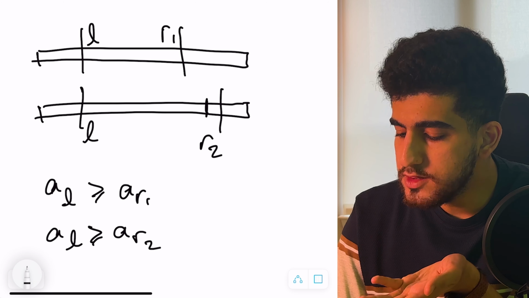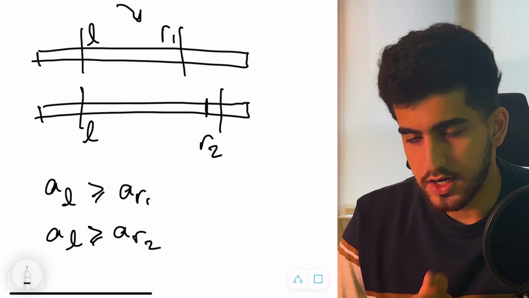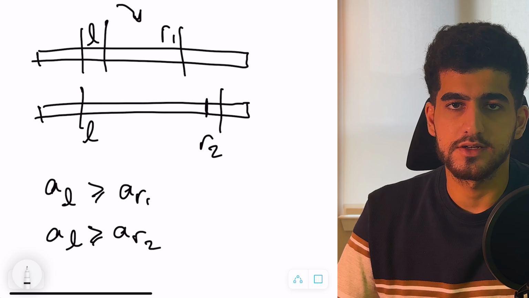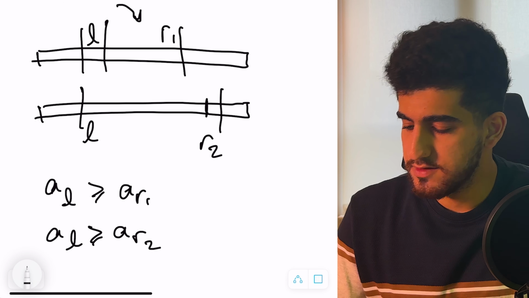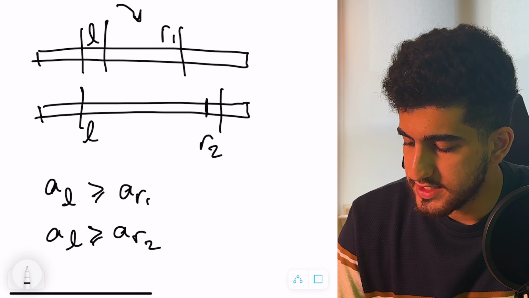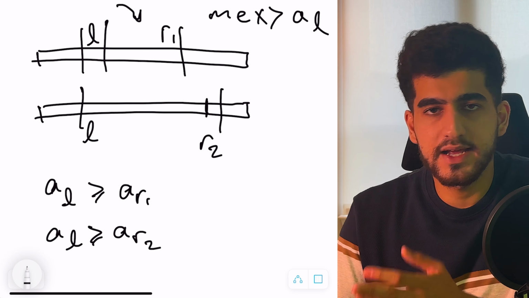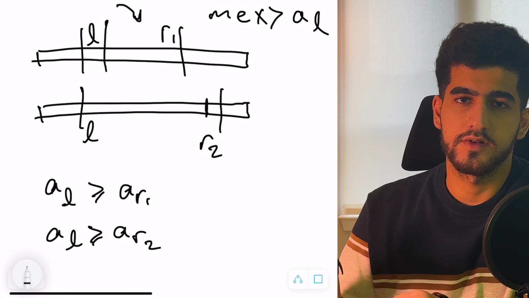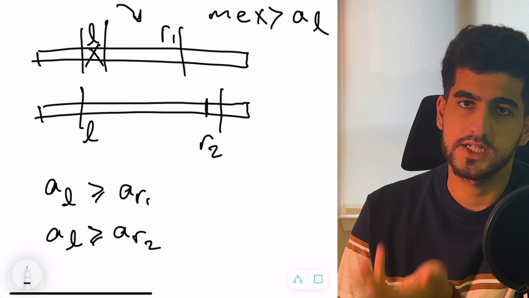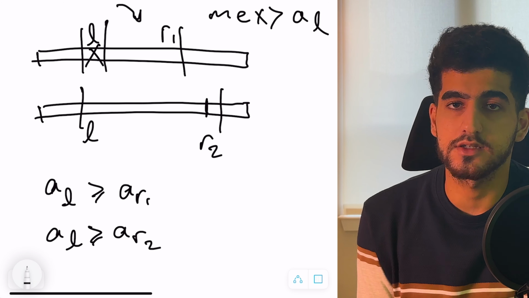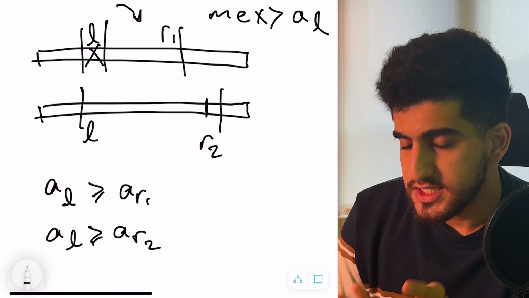Why? Because I already know that if L is not useful, then this is a contradiction, because I could remove L from here and still my MEX wouldn't change. So it is impossible that L was not useful. Definitely MEX here should be greater than A of L. Because otherwise, if MEX is less than A of L, it cannot be equal to A of L because I have A of L. If MEX is less than A of L, then I could easily remove this one and MEX wouldn't change, which is a contradiction because it shows that this interval was not a good interval. So now I consider that MEX is greater than A of L.